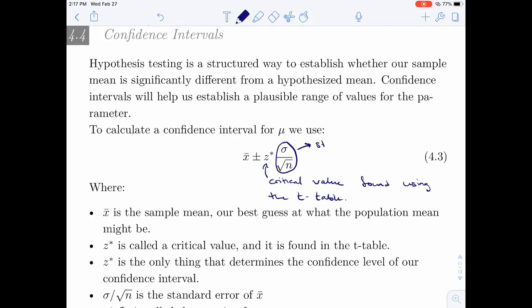Standard error. Oops. I'll take it up with TELUS. So, okay.